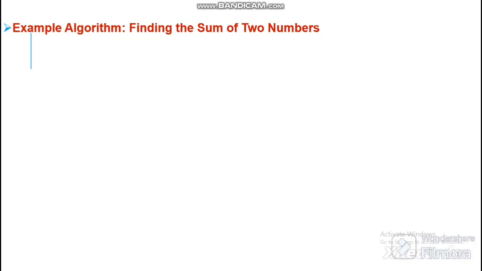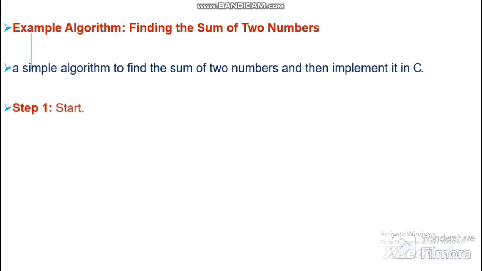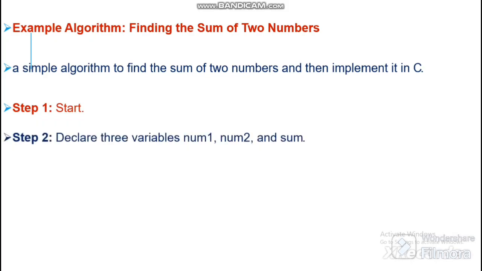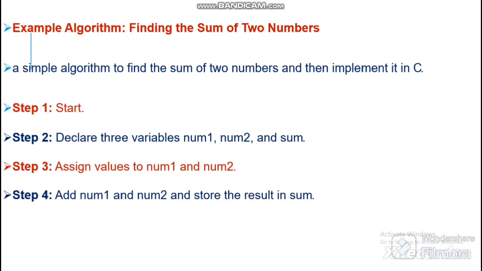Example algorithm. I will explain this through an example of finding the sum of two numbers, a simple algorithm, and then implement it in C language. Start and declare three variables: number one, number two, and sum. Assign values to number one and number two. Add number one and number two and store the result in the sum. Display the value of the sum and end the algorithm.